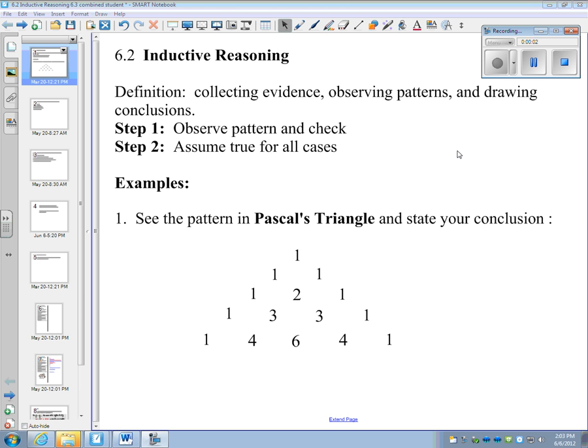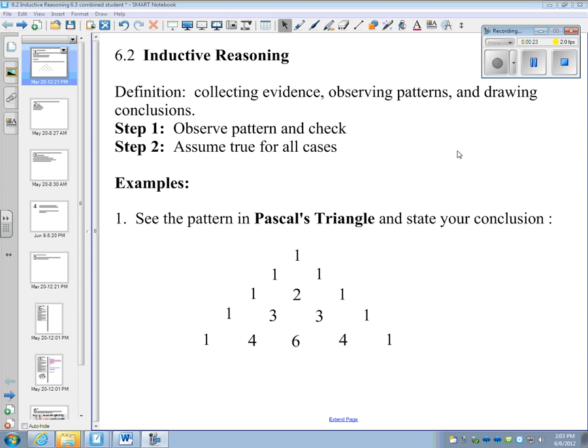This is a video about section 6.2 and 6.3. Inductive reasoning is collecting evidence, observing patterns, and then drawing a conclusion. So first of all, you have to observe your pattern and check that it's right, and then assume it's true for all cases. A lot of you might see a pattern in Pascal's triangle.